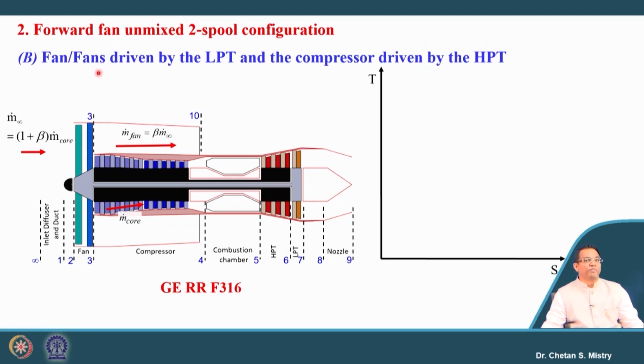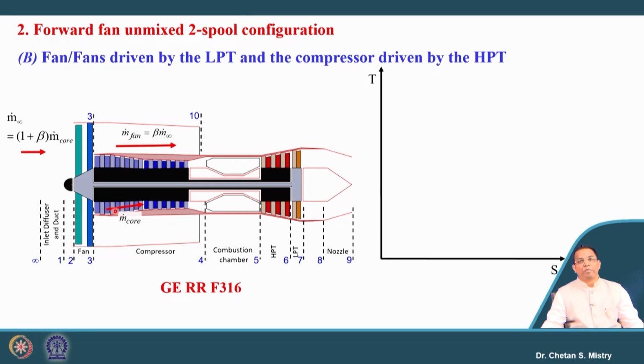Here it is written fan or fans. So, it is not always that we will have a single fan. Suppose I consider a low bypass ratio engine, in which we will have multiple fan stages. That is the reason why it is written as fans. Such a configuration exists for the GE Rolls-Royce F316 engine. So, you can say this is a low bypass ratio engine, in which we have fans in place of a single fan.